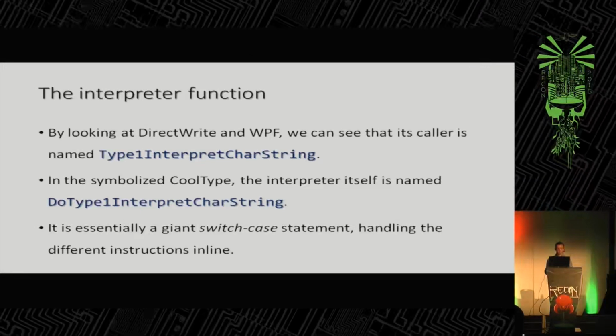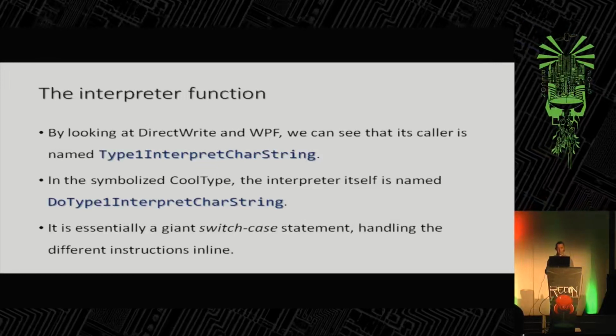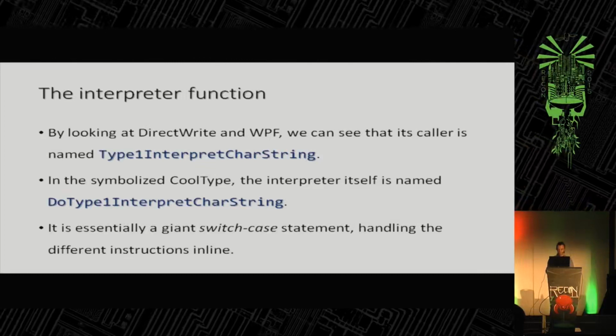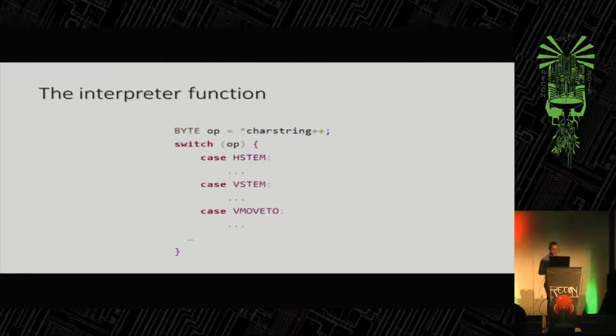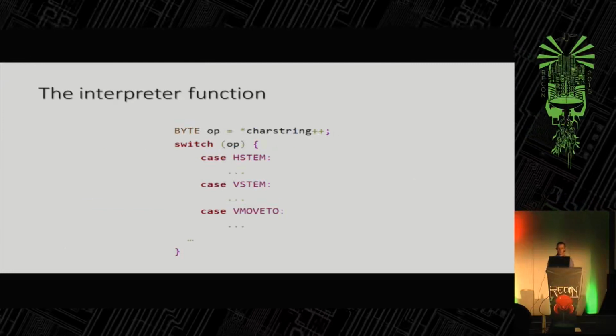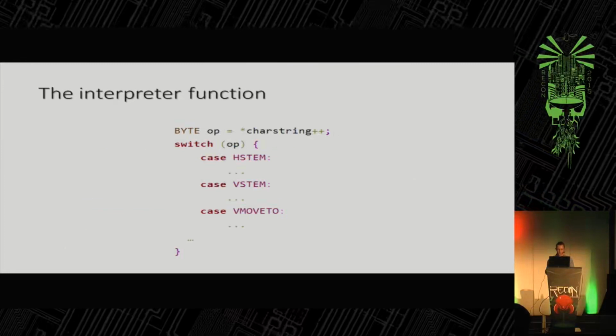And what the function is, you could also see it in the graph before, is that it's a giant switch case statement handling all of those different instructions inline inside of this function. So it's quite simple in general. It basically reads a byte of the charstring and then performs the switch case expression.